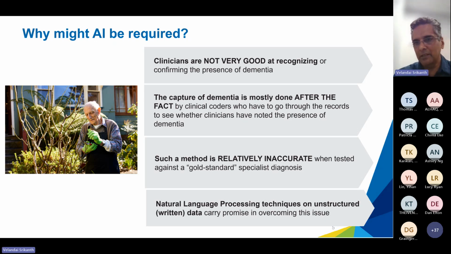And the capture of dementia as a condition is mostly done after the fact by clinical coders who have to go through the records to see whether clinicians might have noted the presence of dementia. That method is what leads to our usual ICD coding that comes out. That method is pretty inaccurate when tested against a gold standard specialist diagnosis. It's like a toss of the coin, about 50 to 60% accurate, which is why we felt that NLP techniques on unstructured data carry some promise in overcoming this.